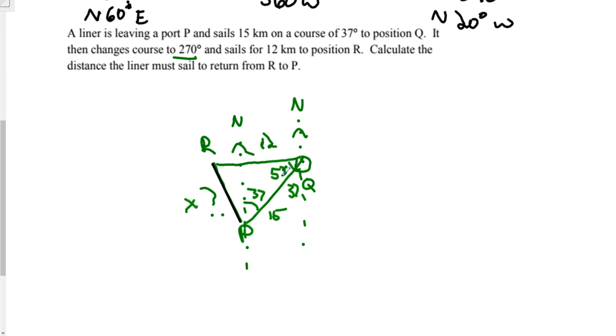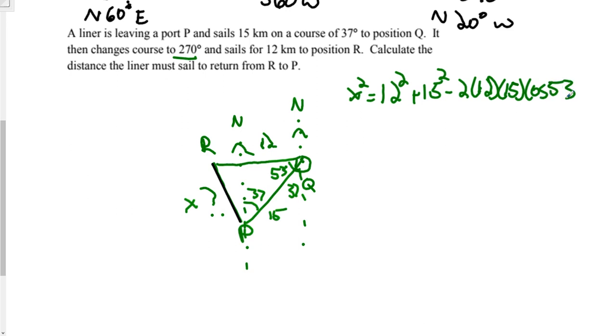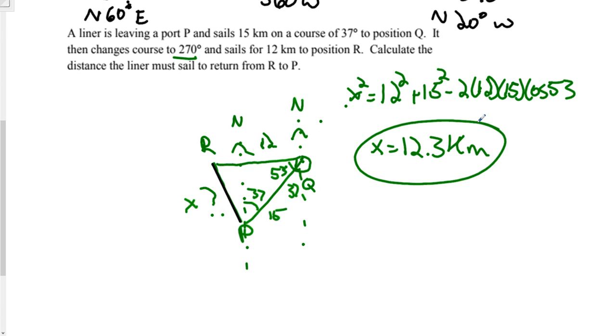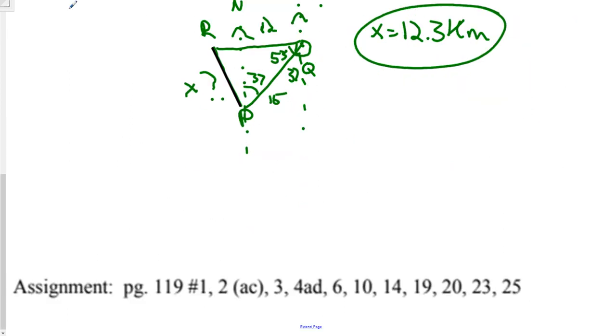Now we can go ahead and solve this. So I would know that my x squared equals 12 squared plus 15 squared minus 2 times 12 times 15 cosine 53. So if you work that all out, I'll give you a second to try that. I got a distance of 12.3 kilometers. All right, so that's how you do cosine law. Hopefully it makes sense, guys. Here's the assignment, and good luck.